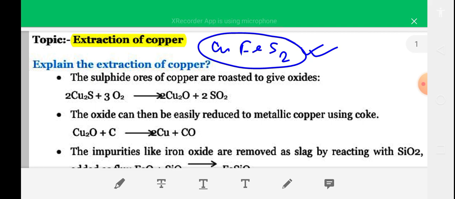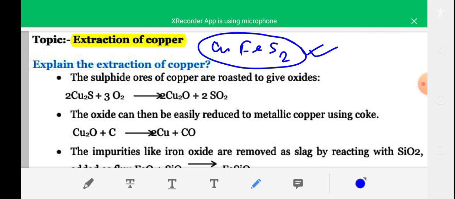So first you have to get the concentrated ore, roasted ore, and the roasting process is the same. First you have to take the ore of copper, that is copper pyrites. Then you have to crush the copper pyrites ore. Then you have to concentrate the copper pyrites ore using froth flotation. Okay, after froth flotation you have to roast the copper pyrites ore to get copper oxide.